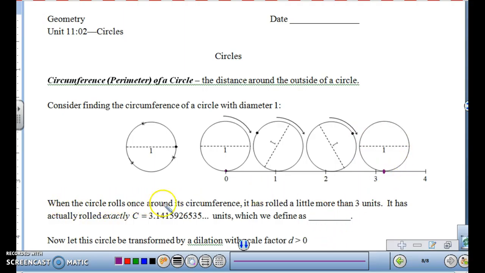So when the circle rolls once around its circumference, it has rolled a little more than 3 units. It is actually rolled exactly 3.141592653... units. Well, where does that number come from? That is pi. So the distance around a circle with a diameter of 1 is pi.